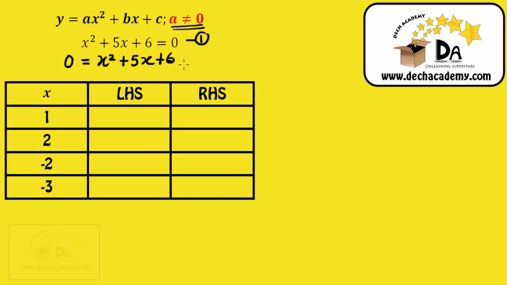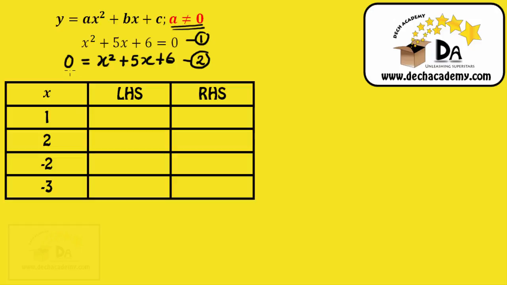So this equation here, which I'll call equation 2, is the equation we're going to be focusing on. If you compare it to the general form, you can tell that y is 0, the coefficient of x squared, which is a, in this case is 1, the coefficient of x, which is b, in this case is 5, and the constant term c is 6.